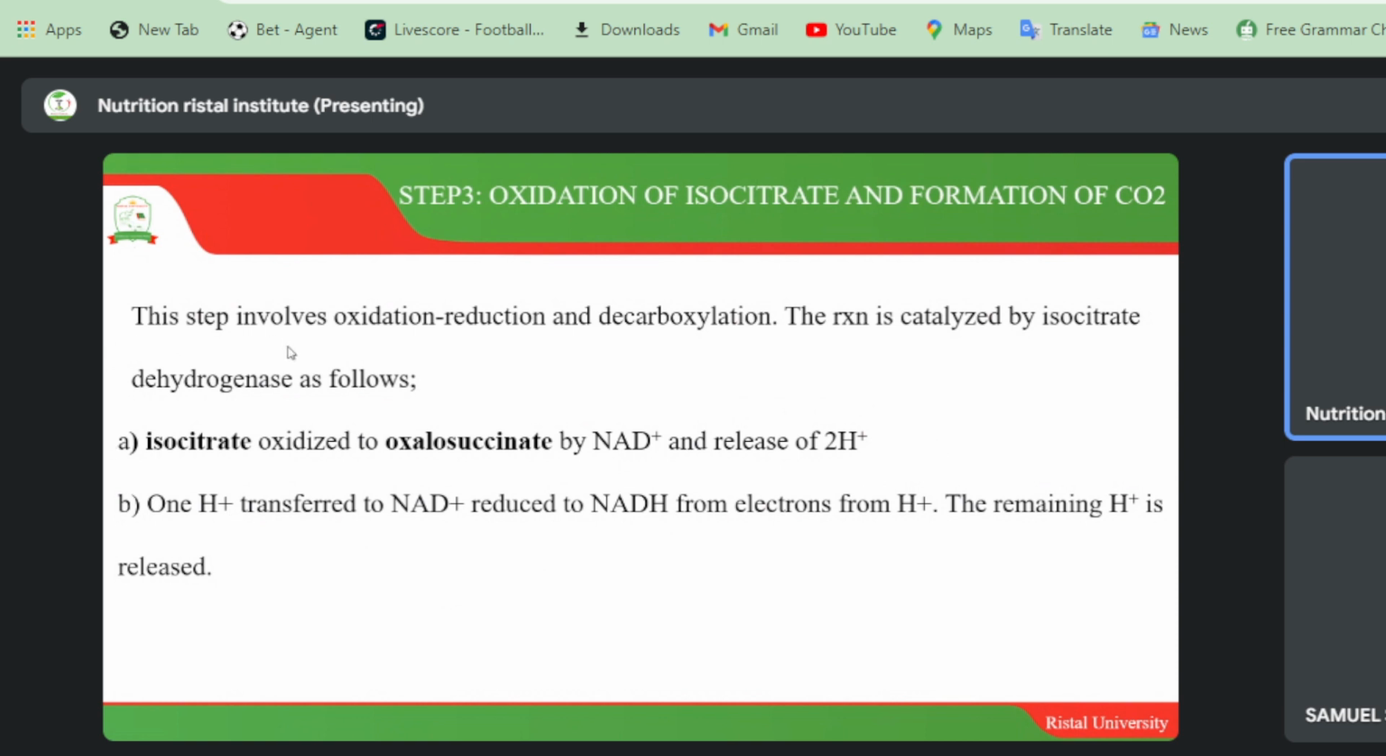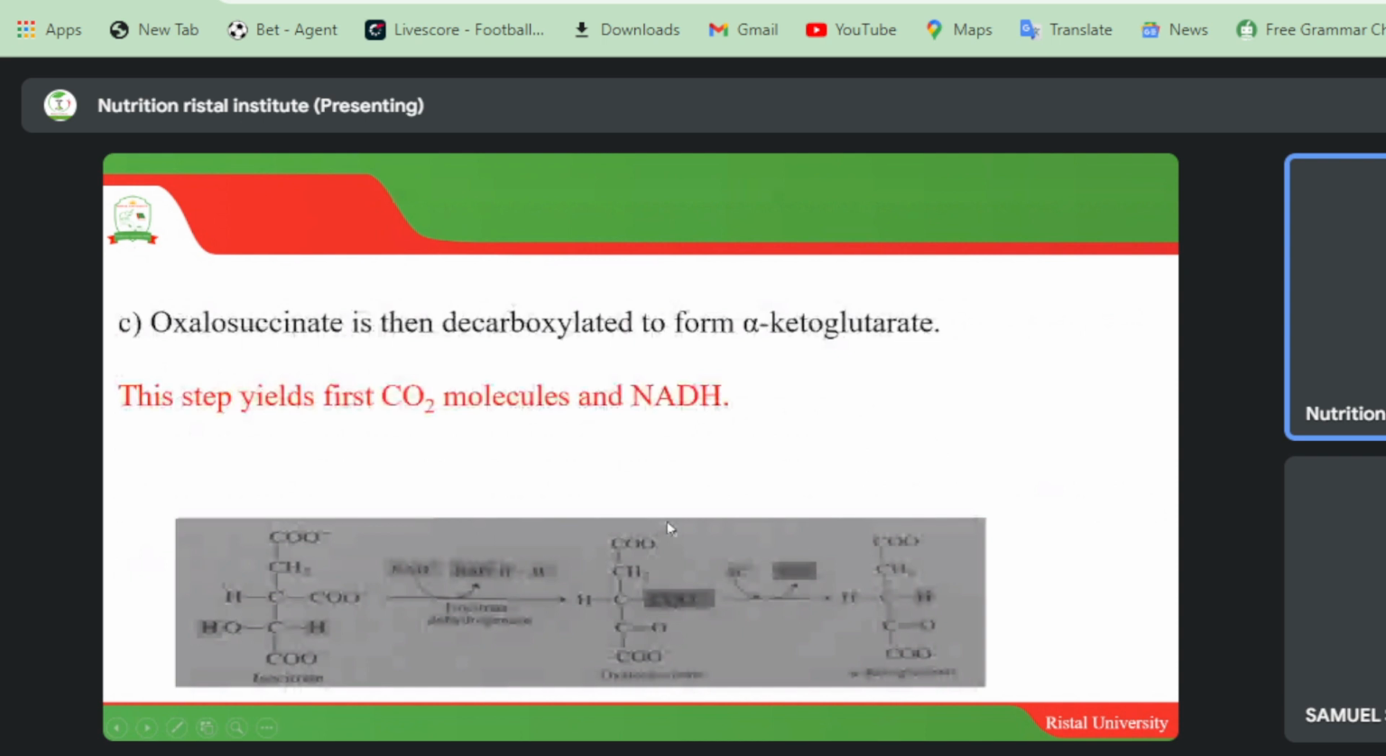We have one hydrogen atom, the proton, that is being transferred to the NAD plus to form the NADH. The NAD plus is the oxidized one, and the NADH is the reduced one. So in any way, if you hear me saying reduced NAD, what I refer to is the NADH. So electrons are transferred to NAD, and the remaining hydrogen or proton is released.